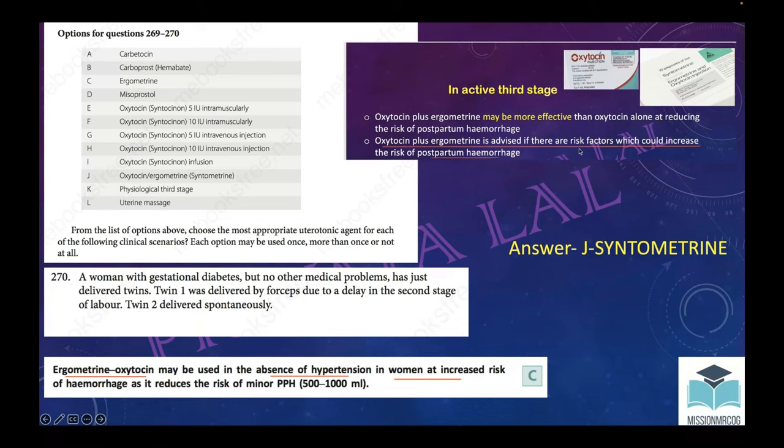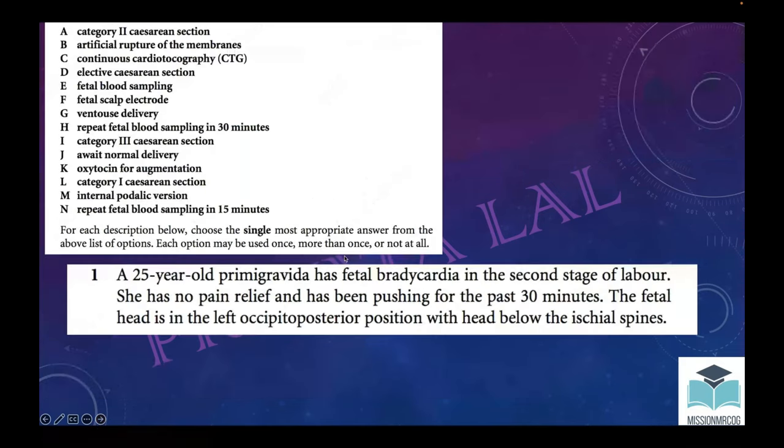Okay, a 25-year-old woman with fetal bradycardia, pushing for the last 30 minutes, and the head is in left occipital posterior position below the ischial spine. So fetal bradycardia, second stage of labor, what will you do? Ventouse. So you have to expedite the birth, so you can apply Ventouse.